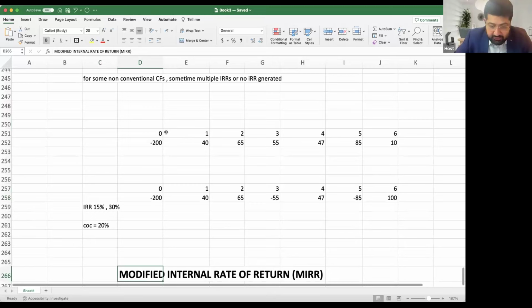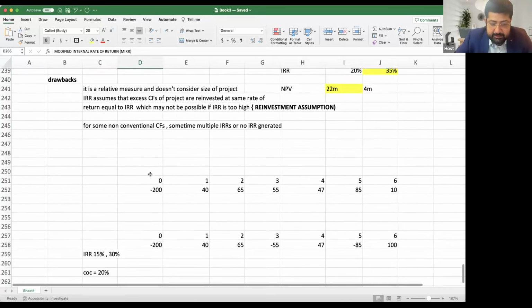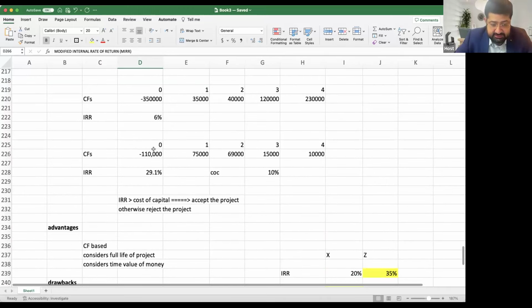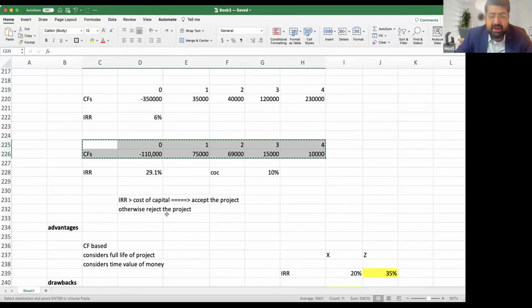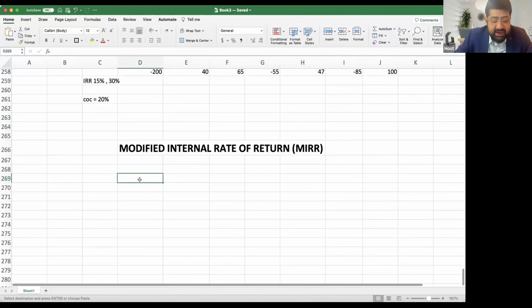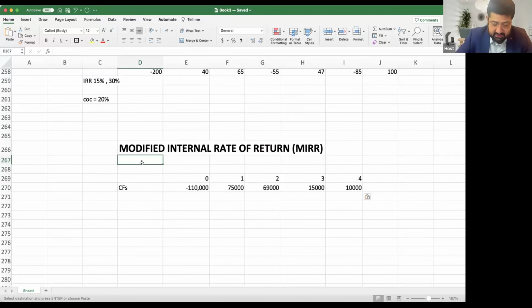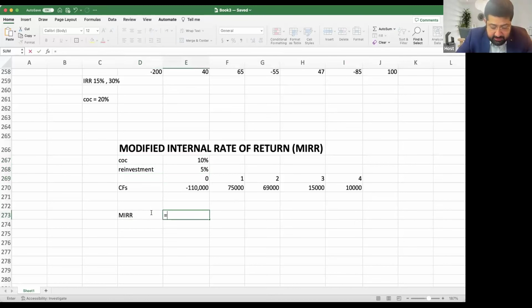So we can take the same cash flows, the ones for which we have calculated IRRs. MIRR says that you can use any reinvestment assumption. The cost of capital is, for example, 10%. The reinvestment rate, at which you will reinvest excess cash flows, can be 5%, 15%, whatever you want.